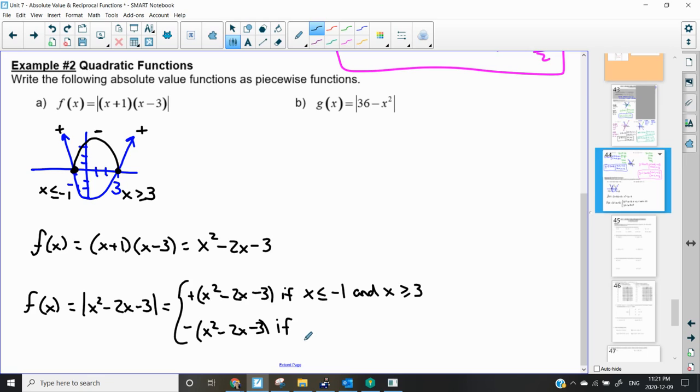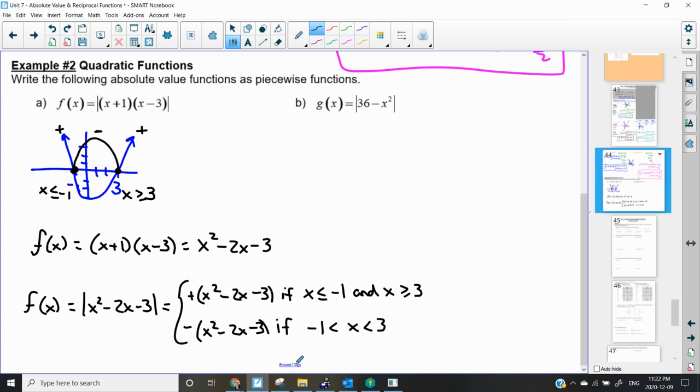So if you remember back in grade 10, we talked about sandwich functions. Essentially, we're sandwiching that x value between those 2 points. So between -1 and +3, our function is negative. So we write our low bound and our high bound, so -1 and +3, and x is in between, and the alligator's eating the bigger number.